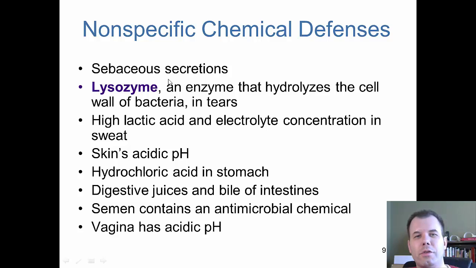We think of sebaceous secretions, so the oiliness of our skin, there's a reason for the oil. Again, it impedes microbial growth. Lysozyme, I talked about that in our tears. It's also found in our saliva. It helps break down bacteria.